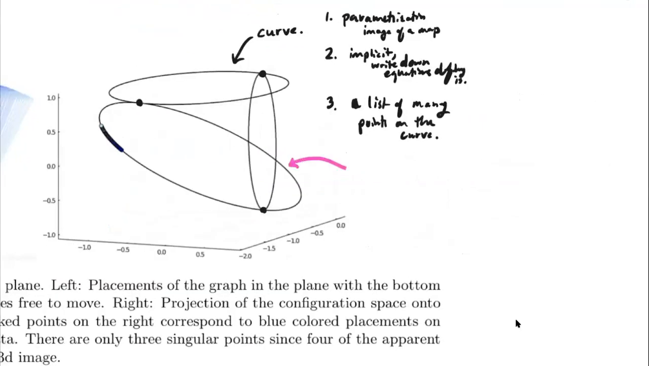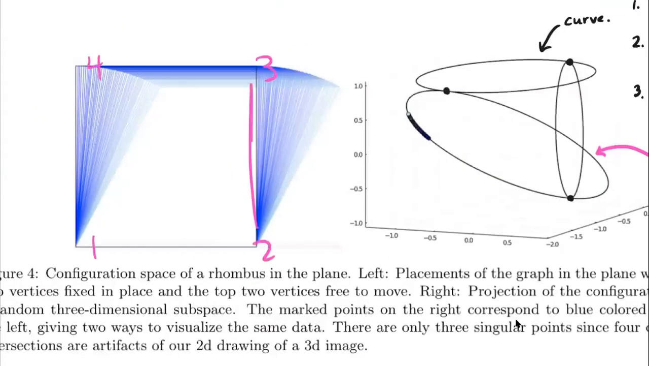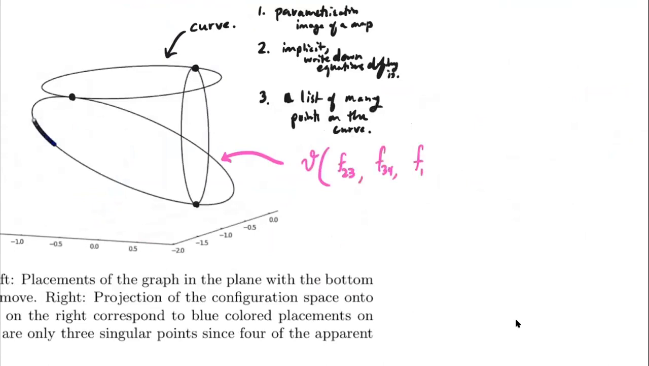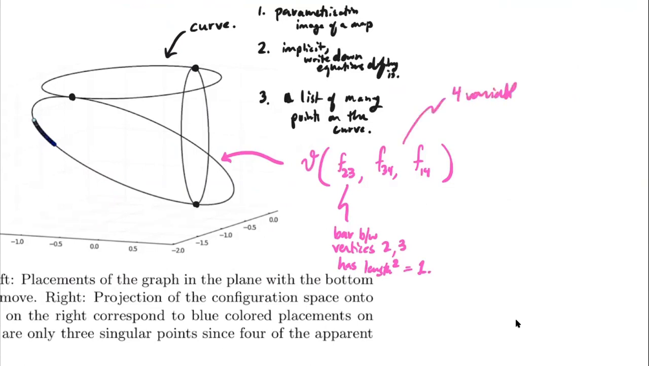Oh, okay. So very explicitly, this is a picture of many points on V of the equation between vertices 1, 2, 3, 4. I have this equation, and this equation: 2, 3, 3, 4, 1, 4. And each of these says the bar between vertices 2, 3 has length squared equal to 1. So there's three edges that give three equations, and each of these has four variables. And so we have the variety cut out by these three polynomials in four variables. In other words, F is a map from C4 to C3.